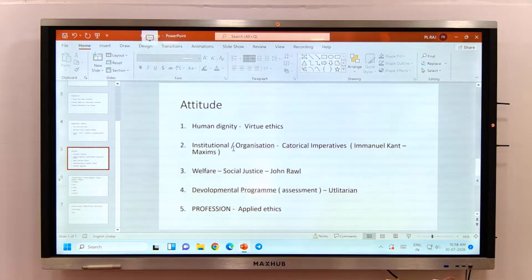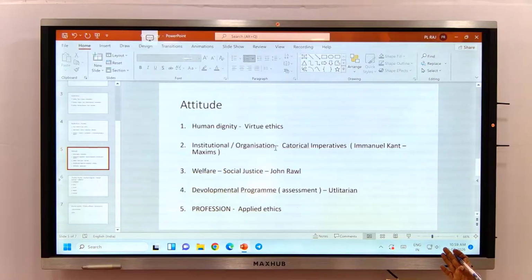Any problem of institutional, organizational, procedural deviance, violations of the ethical norms, our choice should be in the form of categorical imperatives. Say what you will do in such a situation.